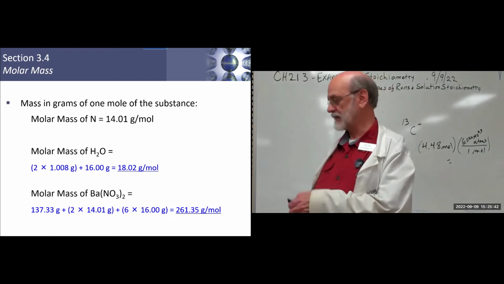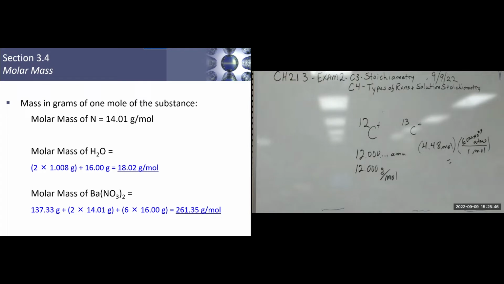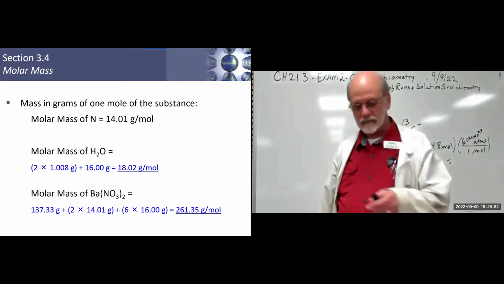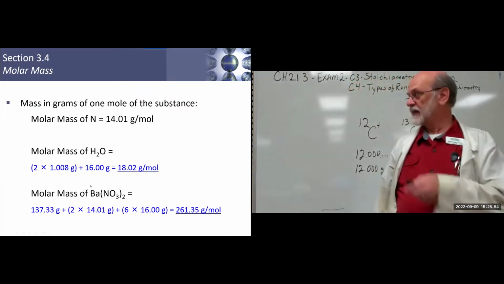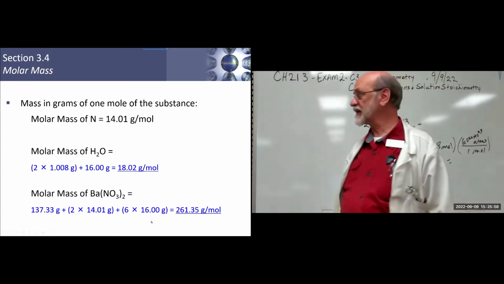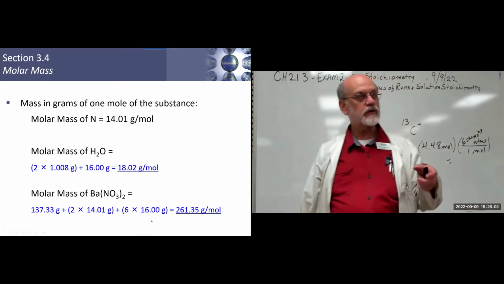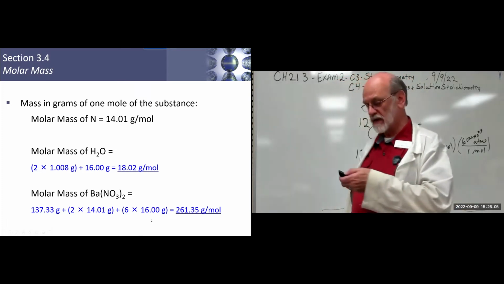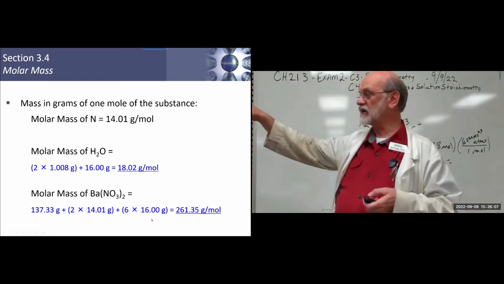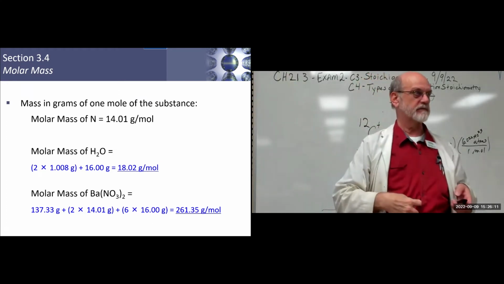Okay. And you can't see it too well on that screen. So you got to be careful with these parentheses and be sure that you're counting all the atoms that are in there. And then add them all up, and that's a big formula, 261 grams per mole. If you have 6.022 times 10 to the 23rd of that unit, barium nitrate, it will weigh 261 grams.